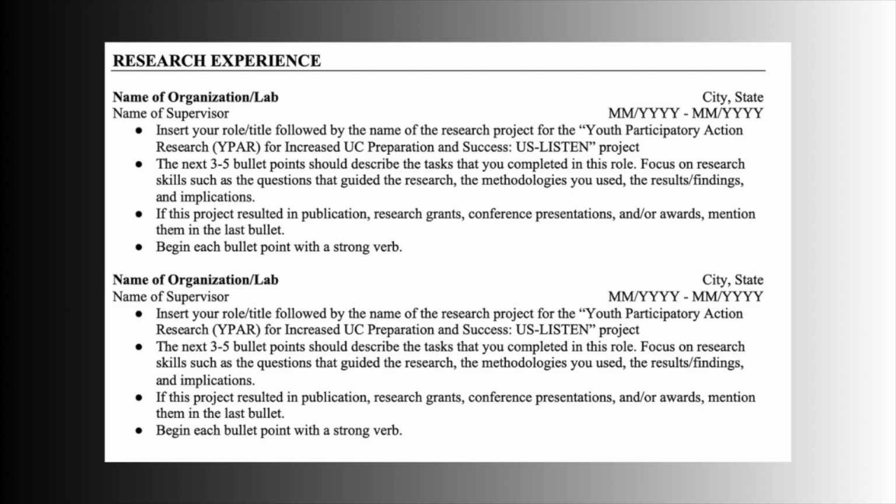The first bullet point could be a description of the project that you were a part of, right? That you conducted research. So for example, you can write your role, the title, followed by the name of the research project. So for an example here, I was part of a project called Youth Participatory Action Research, YPAR, for increased UC preparation and success, UC Listen project. And that was the name of the project that I was a part of. In the next 3 to 5 bullets, I want you to describe the work that you did.